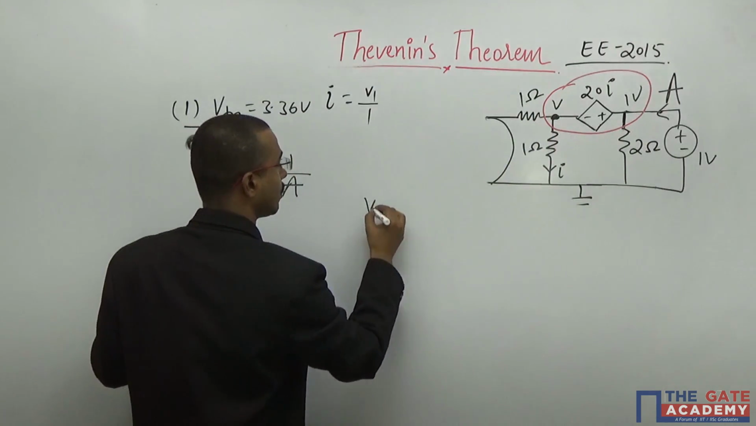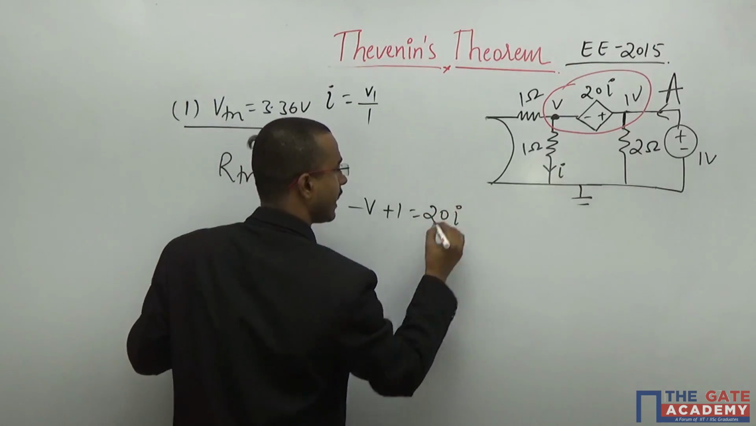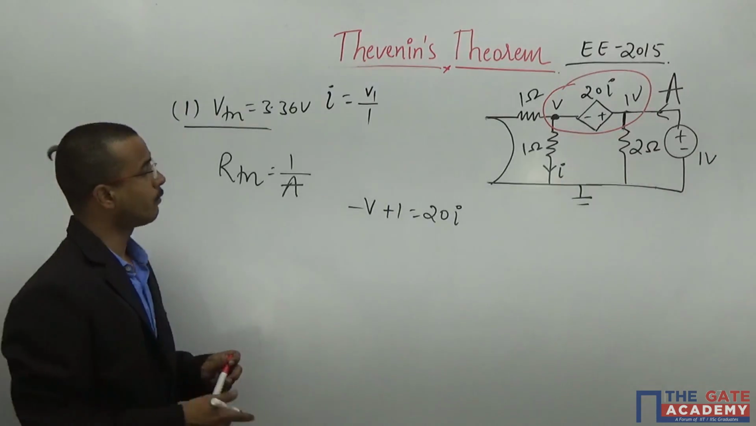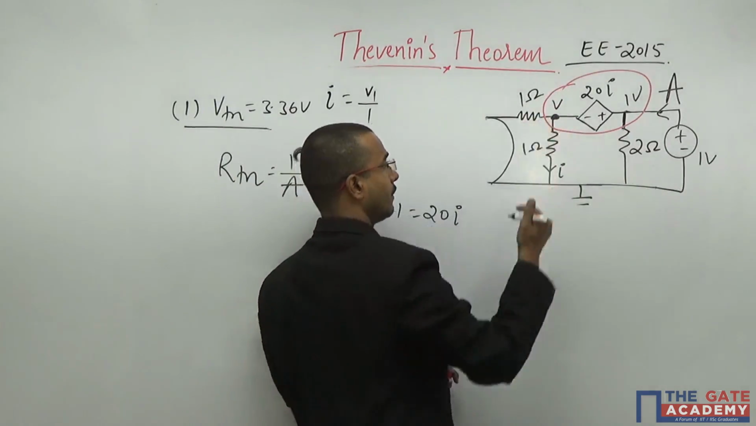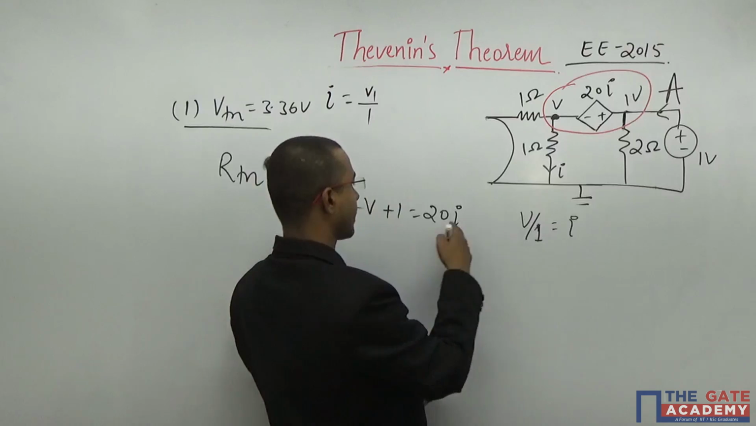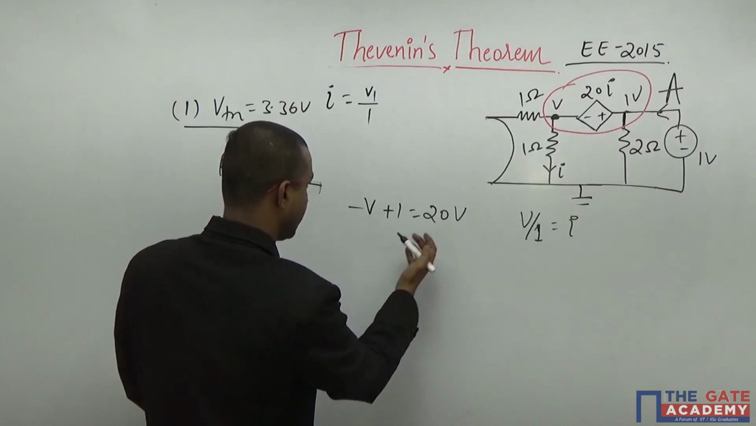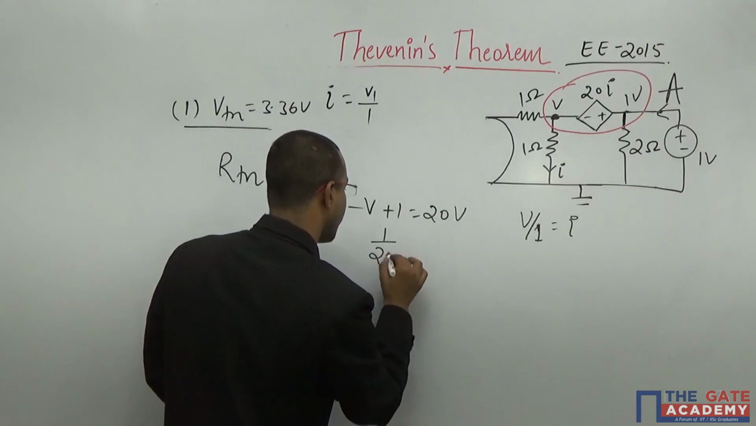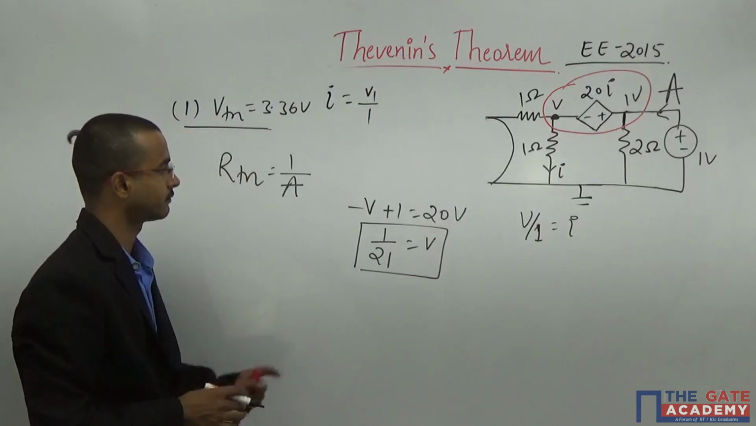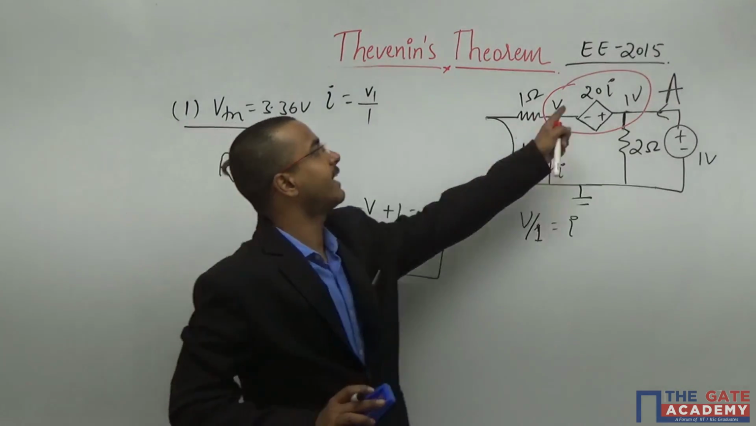That means firstly I will write down V plus 1 is equal to 20 I. Inside of the super node I will get this equation. Then what is the value of I from here? V by 1 is equal to my I. Again I will put it here, I will get V. That means 1 upon 21 is equal to my V. This equation I got from inside of this super node.